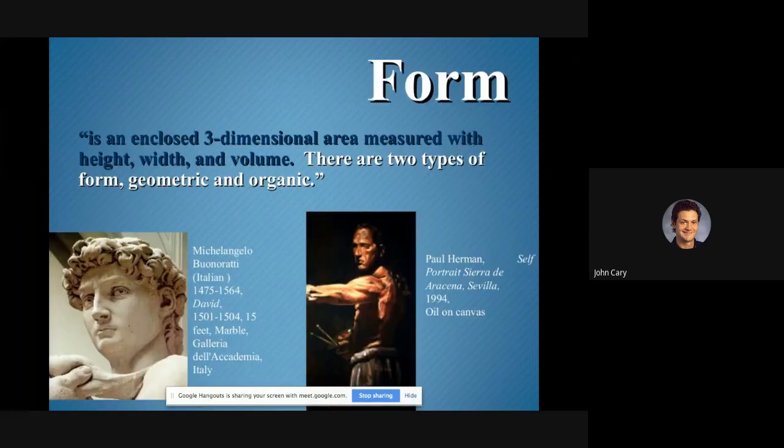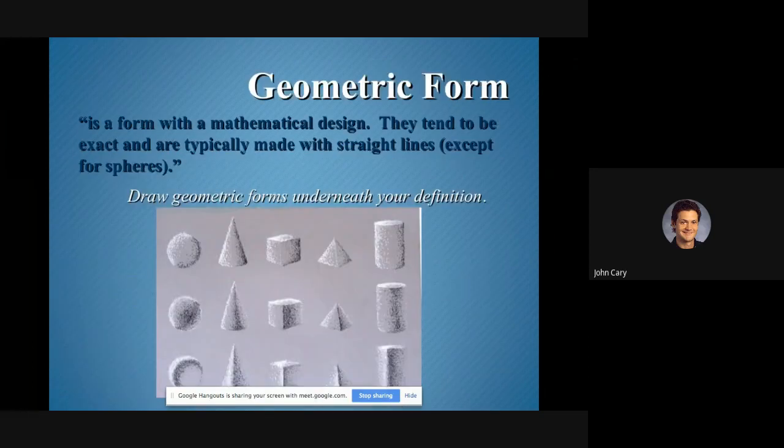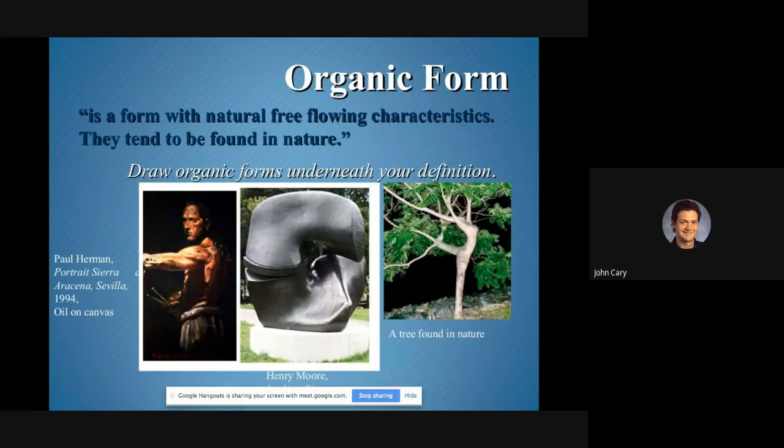Form is an enclosed space that is three-dimensional. So a square is a shape, a cube is a form, a circle is a shape, a sphere is a form, a rectangle is a shape, a rectangular prism is a form, a triangle is a shape, a pyramid actually has a square base, or a tetrahedron, which is 4 triangles, is a form. Geometric forms, organic forms. Wow, that's a crazy looking tree. It looks like a lady dancing. Kind of.